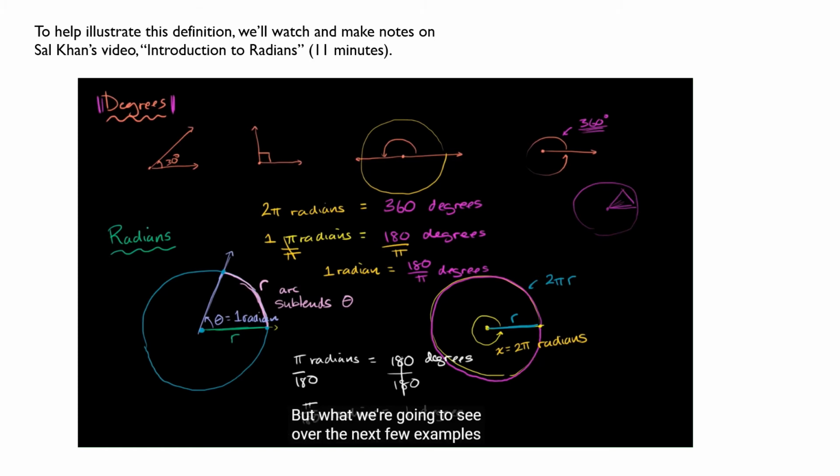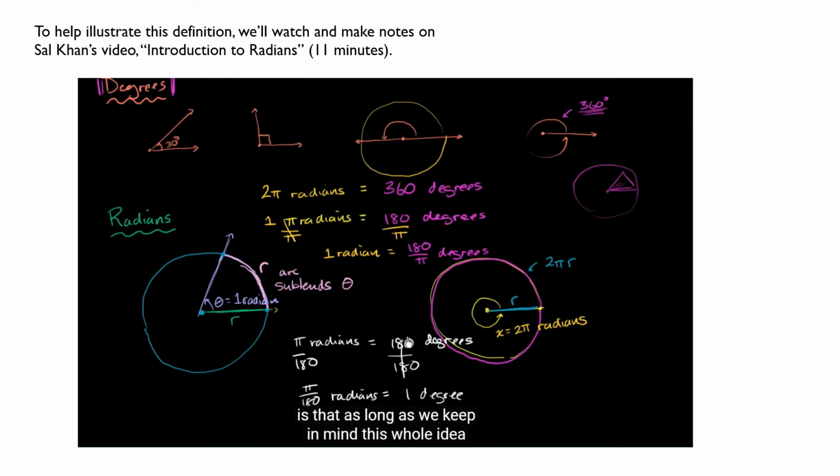But what we're going to see over the next few examples is that as long as we keep in mind this whole idea that 2 pi radians is equal to 360 degrees, or that pi radians is equal to 180 degrees, which are the two things that I do keep in my mind, we can always rederive these two things.